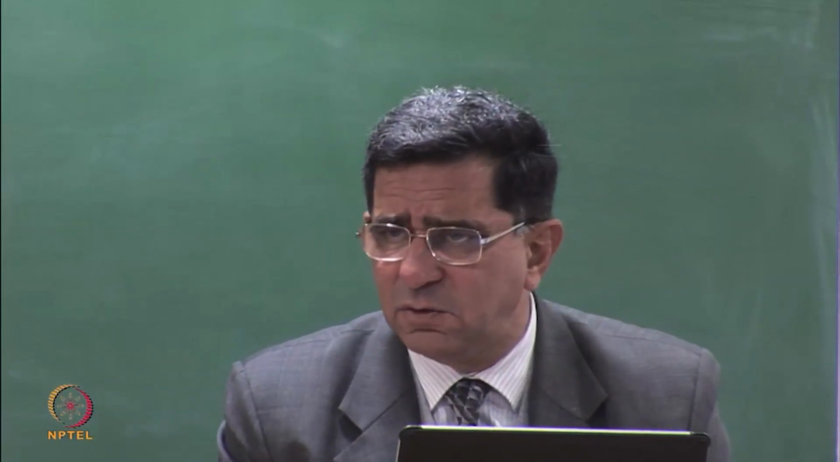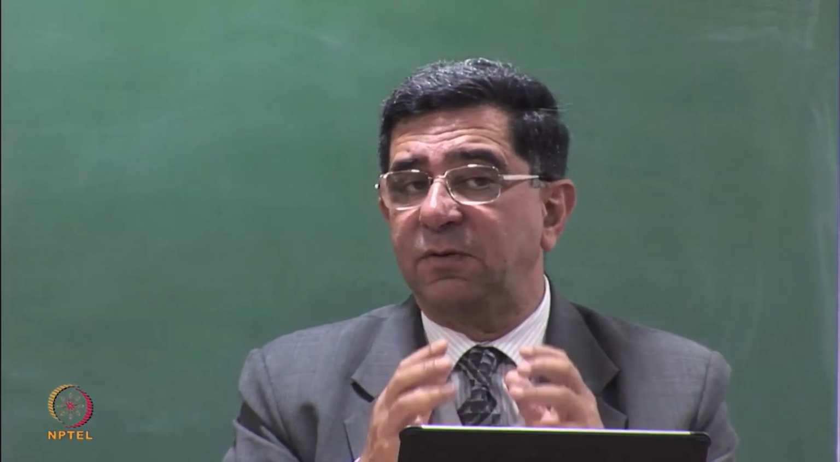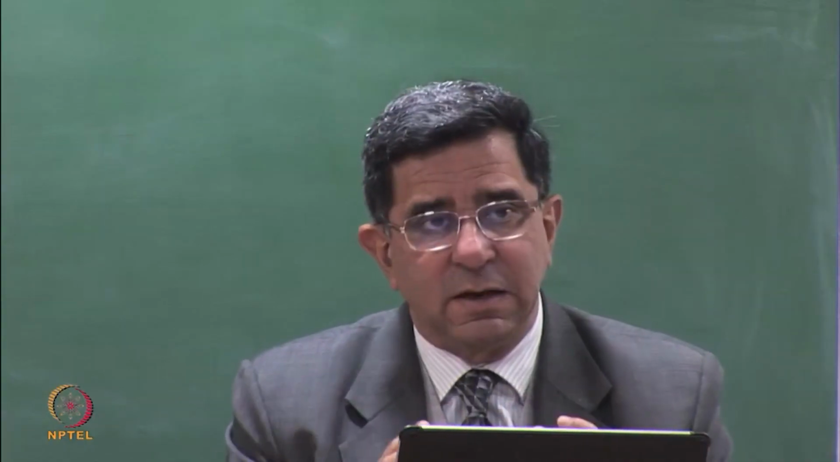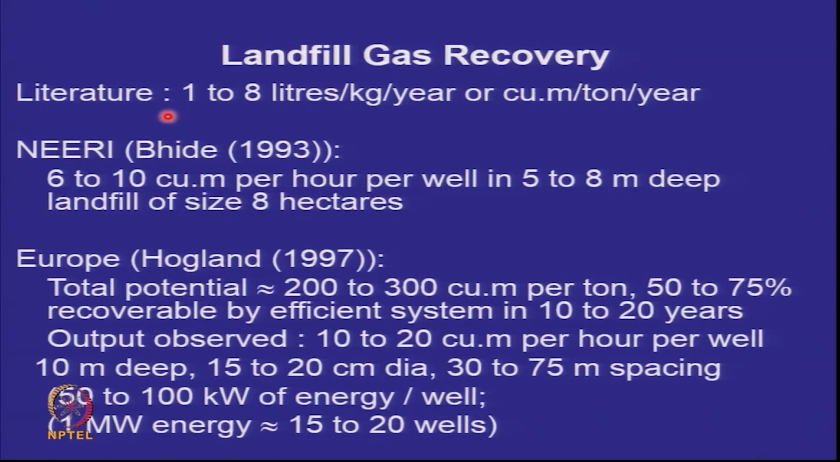It is coming from so many households and so many markets. So it's sometimes difficult to get an accurate estimation. You can get a very variable estimate. But a variable estimate is better than having no estimate. So if you look at literature, the rate of production of gas is typically 1 to 8 cubic meters per ton of waste per year. Right? So that is what you will find in literature.